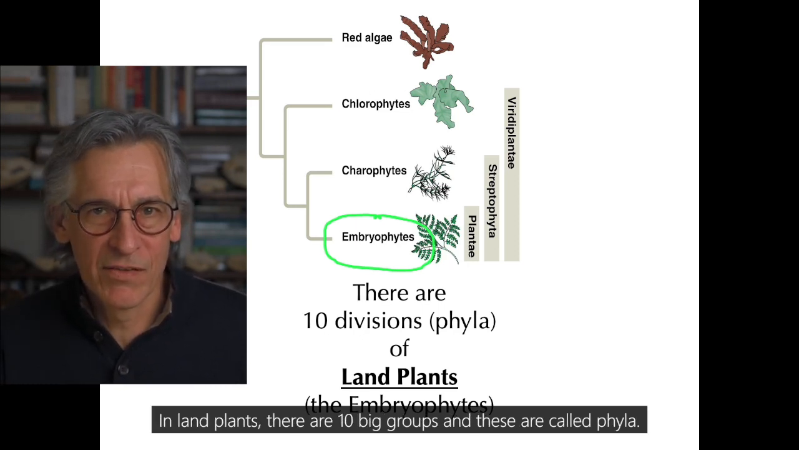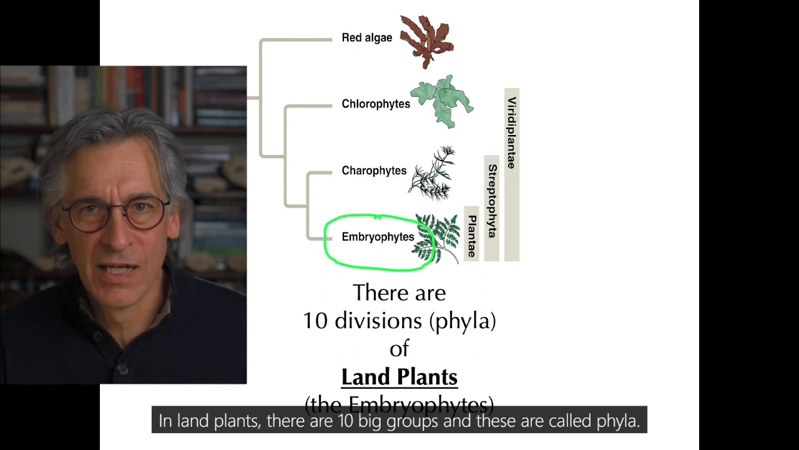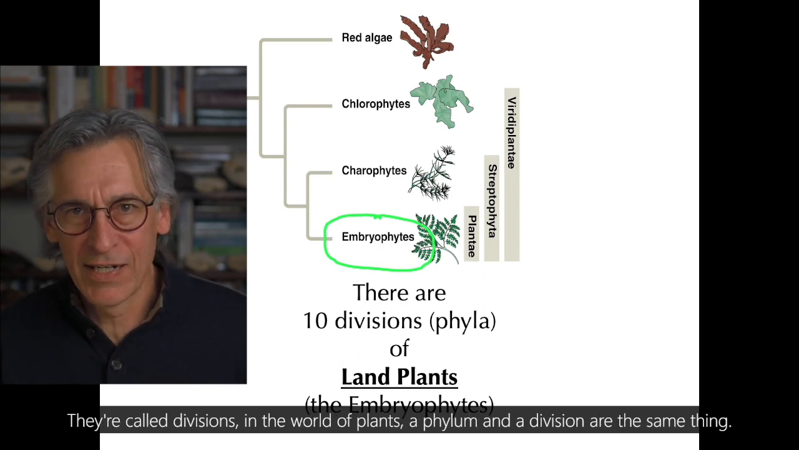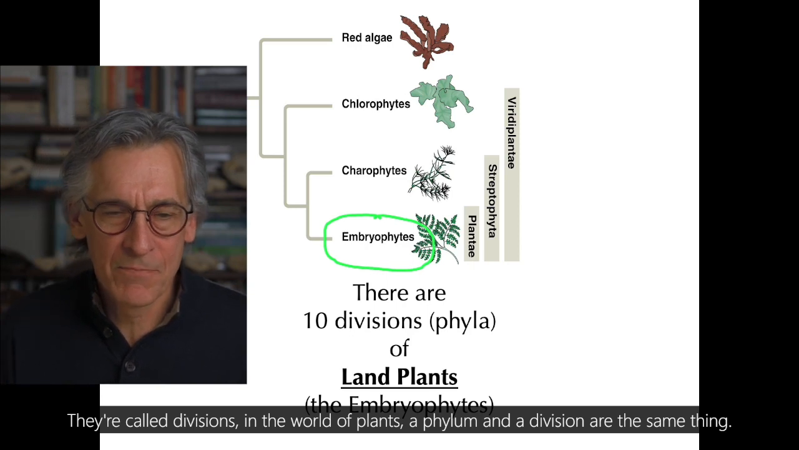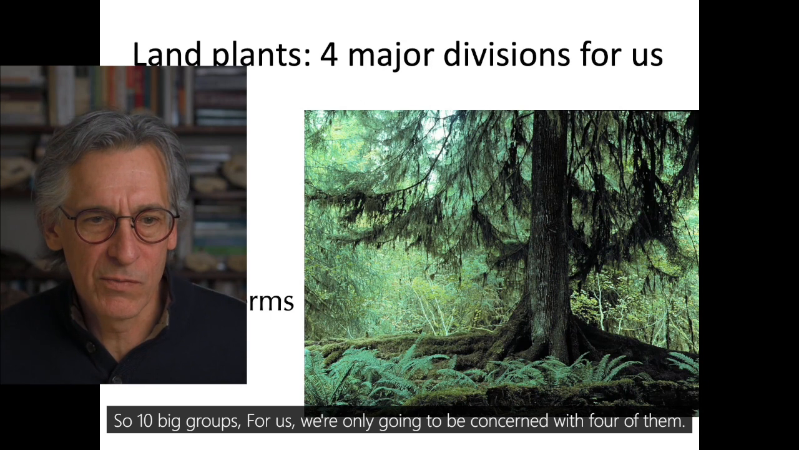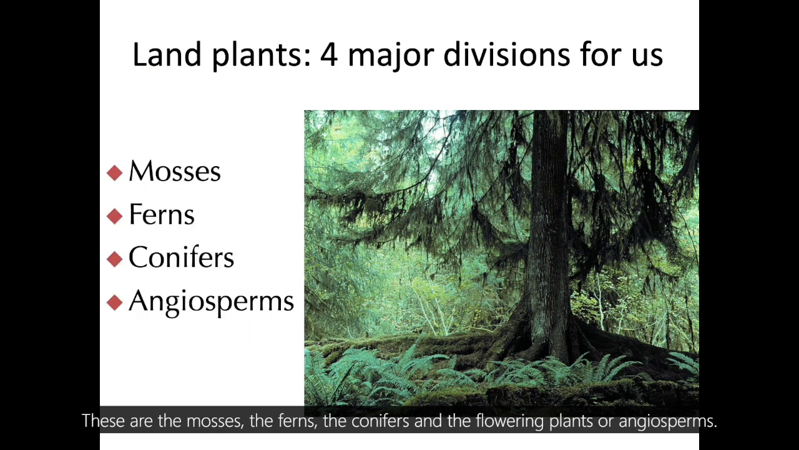In land plants, there are 10 big groups, and these are called phyla. They're called divisions. In the world of plants, a phylum and a division are the same thing. So 10 big groups. For us, we're only going to be concerned with 4 of them. These are the mosses, the ferns, the conifers, and the flowering plants, or angiosperms. And today we're going to talk about the first 3 of these.